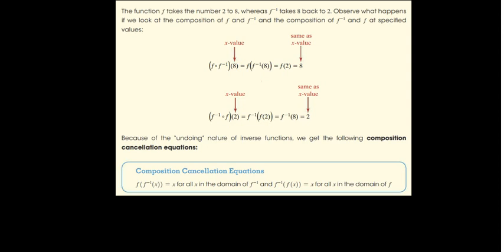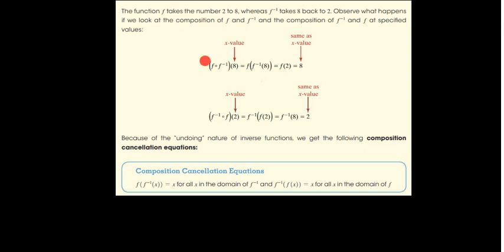The function f takes the number 2 to 8, whereas f inverse takes 8 back to 2. Observe what happens if we look at the composition of f and f inverse and the composition of f inverse and f at specified values. We talked about composition of functions last week, when we take a function of a function. That's all we're doing here, except this time the function of a function is an inverse function. And right here, you see it, is f of f inverse.